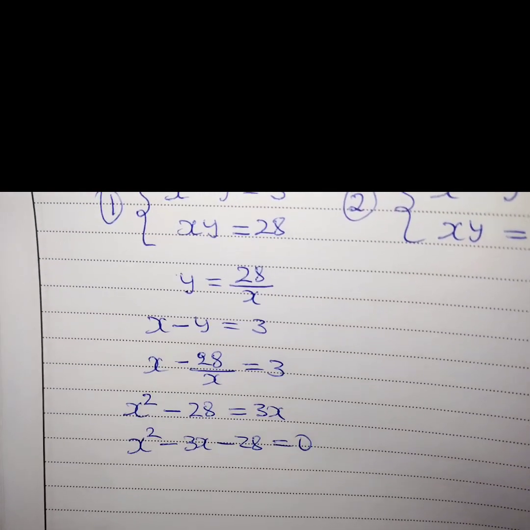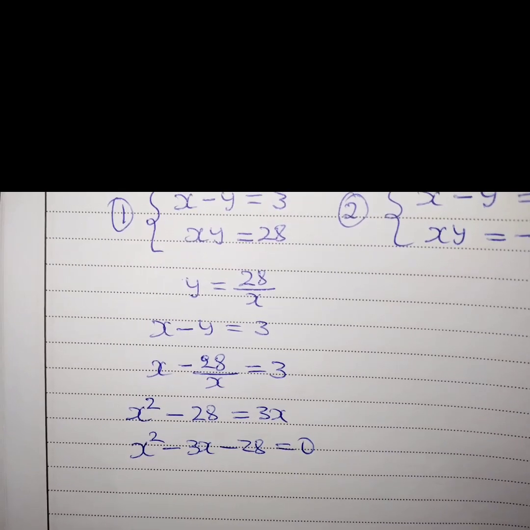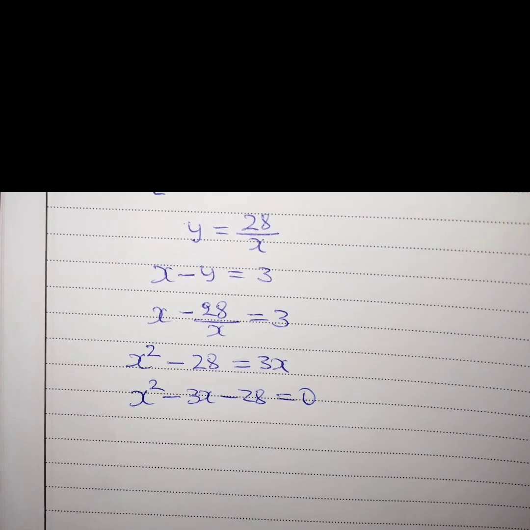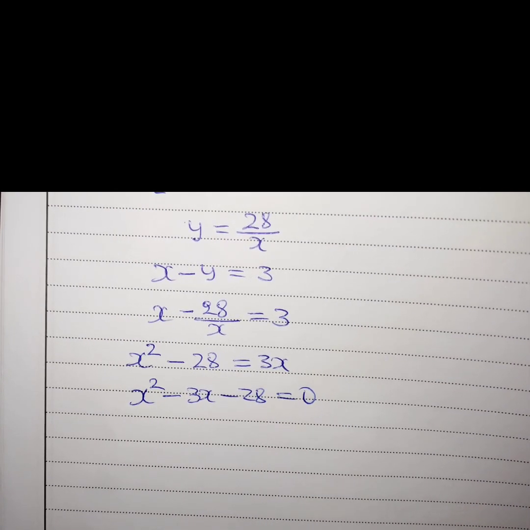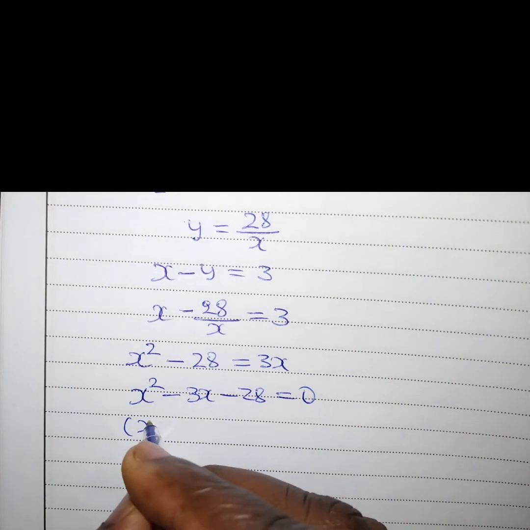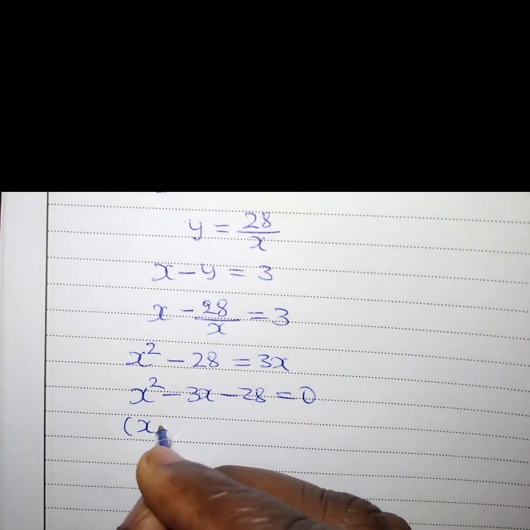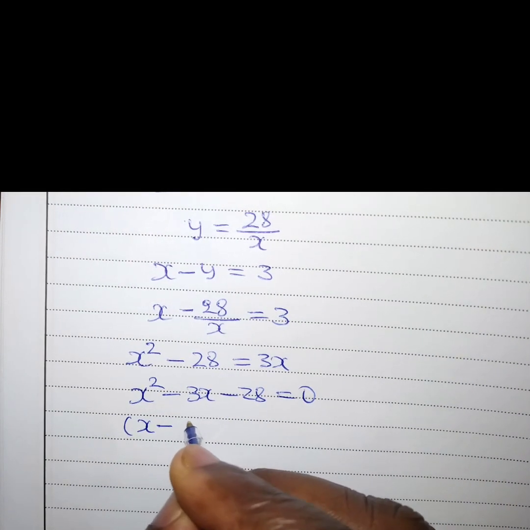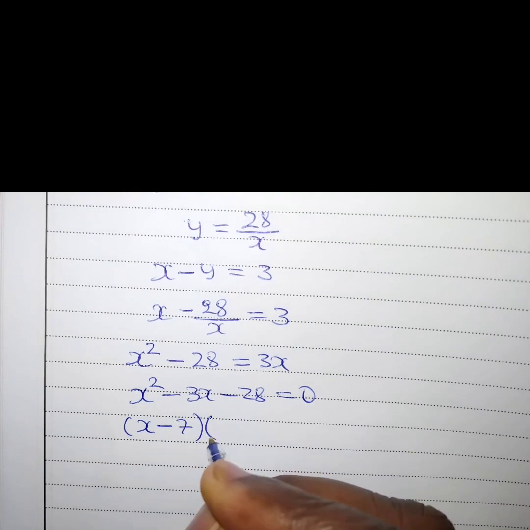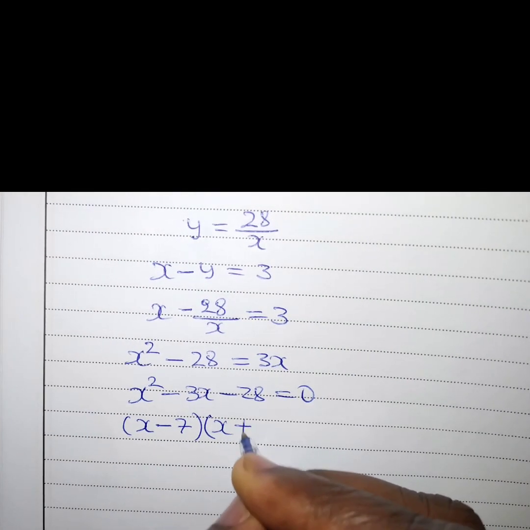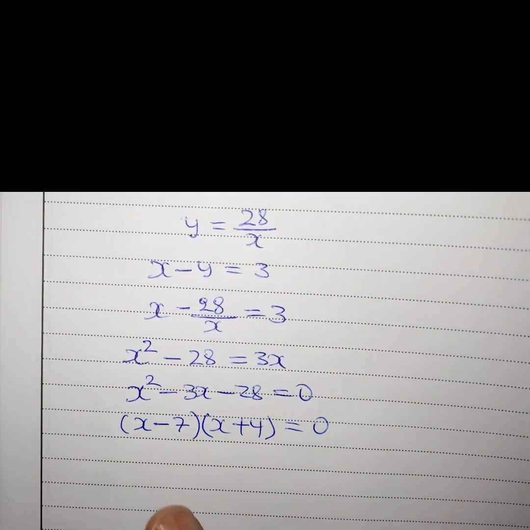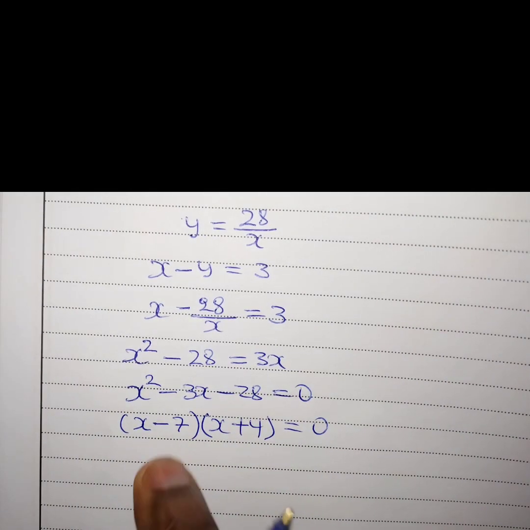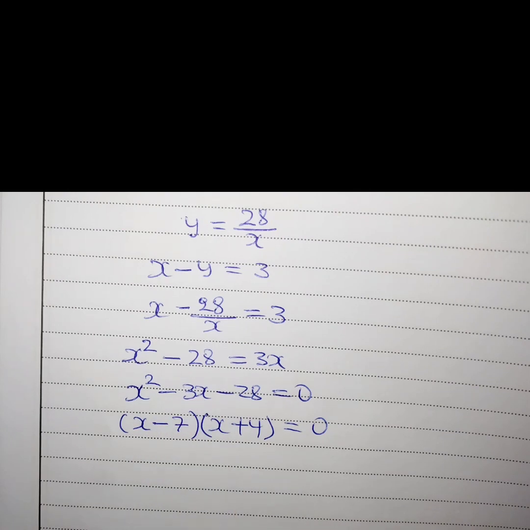Ladies and gentlemen, I have here again a quadratic equation. In this equation, I see that it factors as x minus 7 times x plus 4 equals 0, because when I multiply minus 7 times 4, I get minus 28, and when I add minus 7 plus 4, I get minus 3.